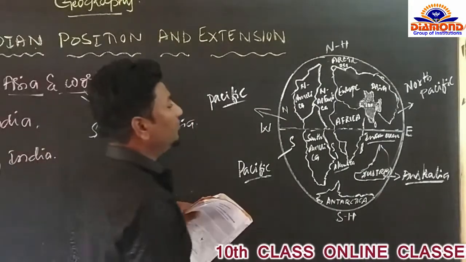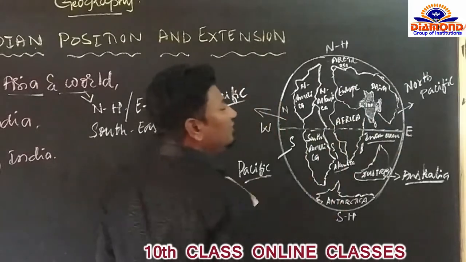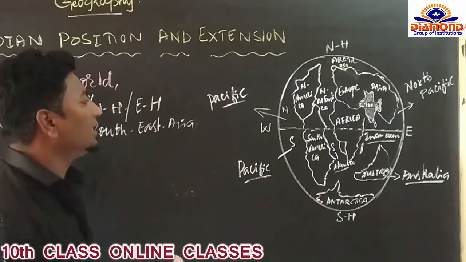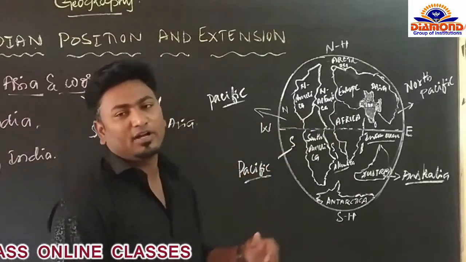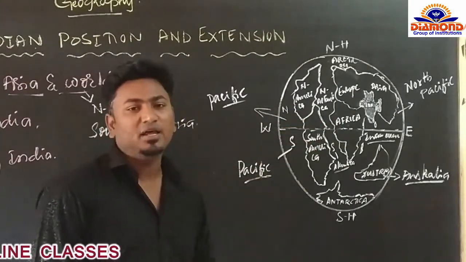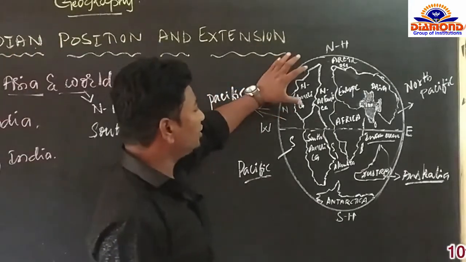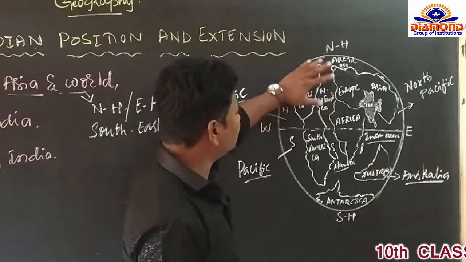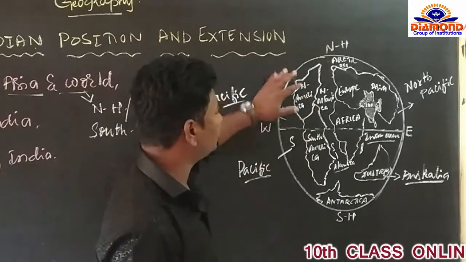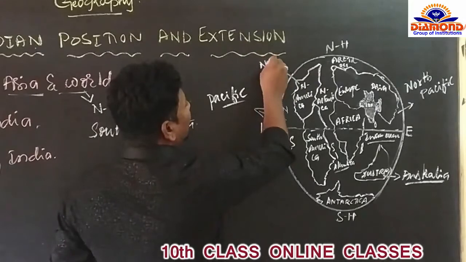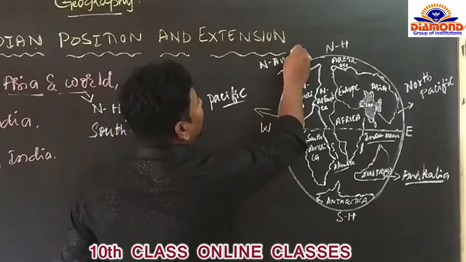Now, India is a part of one of the continents. So to understand the position of our country, we first need to understand the continents. On the northern side, we see first this one. It is North America.